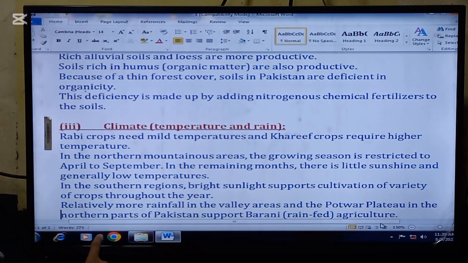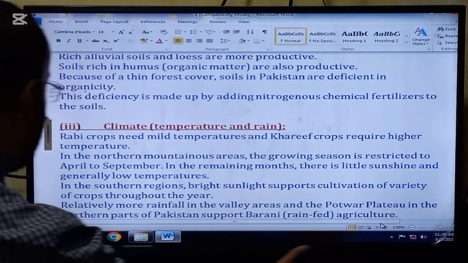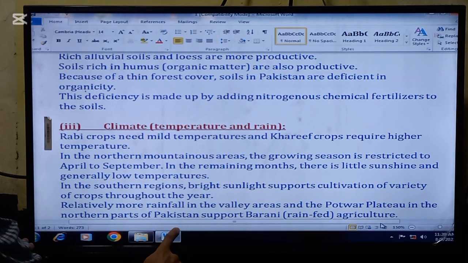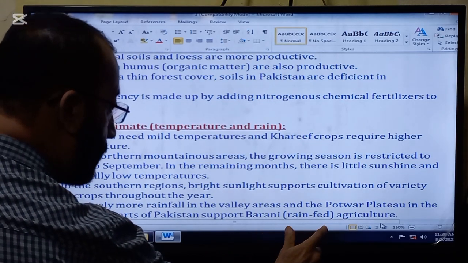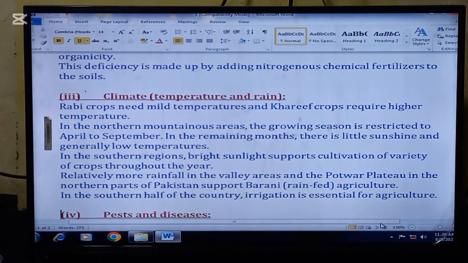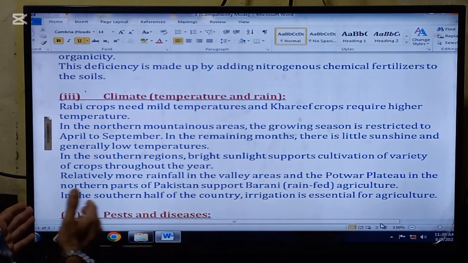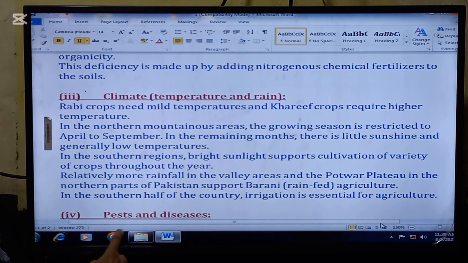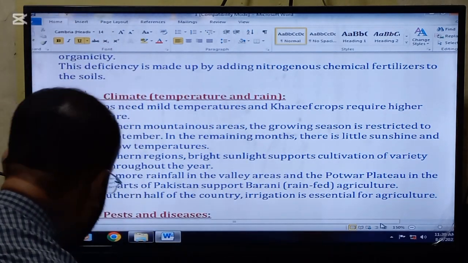In the southern region, bright sunlight supports cultivation of a variety of crops throughout the year. Relatively more rainfall in the valley areas and the Potohar Plateau in the northern parts of Pakistan supports Barani, that is rain-fed agriculture. So the crops which require more water are normally cultivated in the Potohar Plateau and the northern parts of Pakistan. In the southern half of the country, irrigation is essential for agriculture.